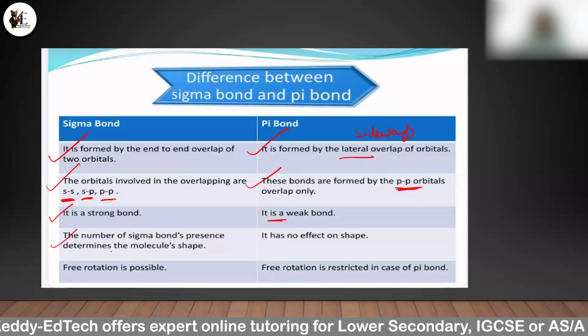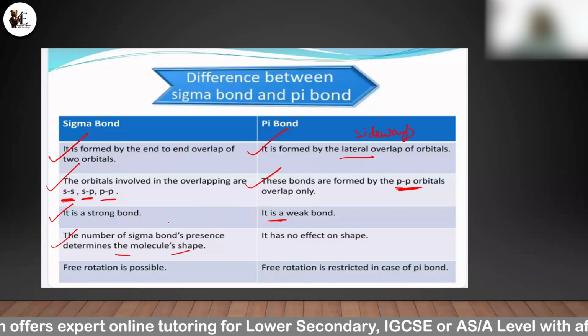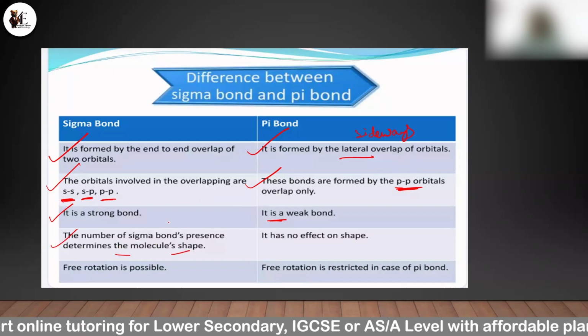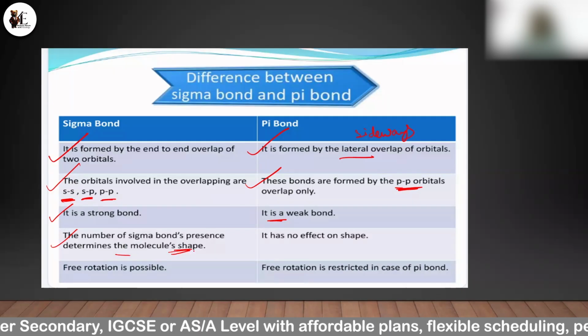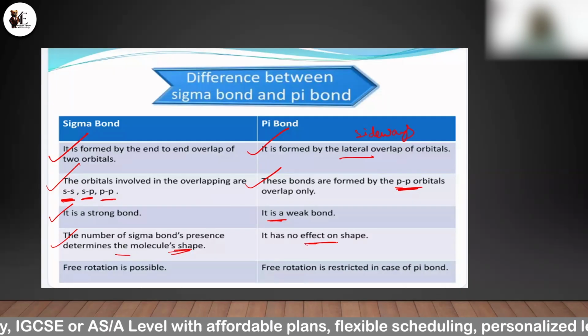Number of sigma bonds present determines the molecular shape. When we study hybridization and VSEPR theory, we'll read that the molecular shape is determined only by the sigma bonds, not pi bonds. So it has no effect on shape.